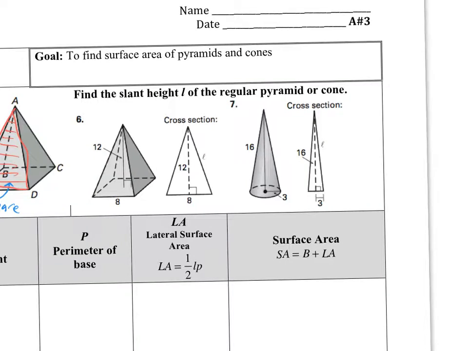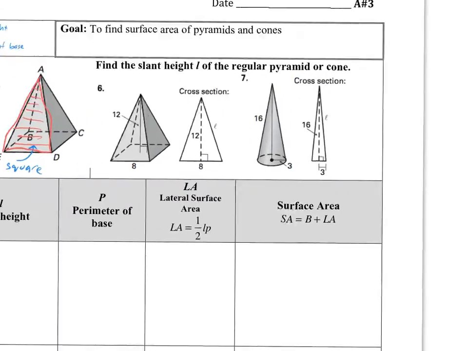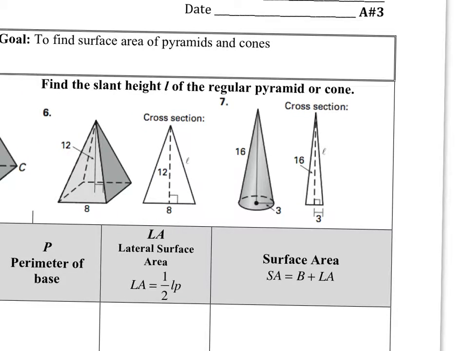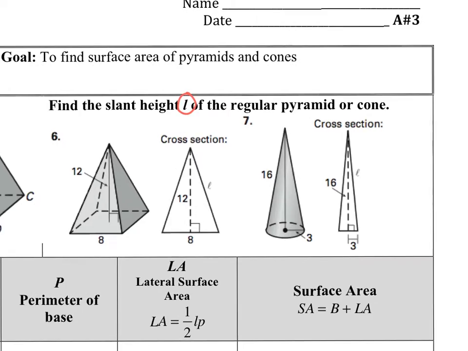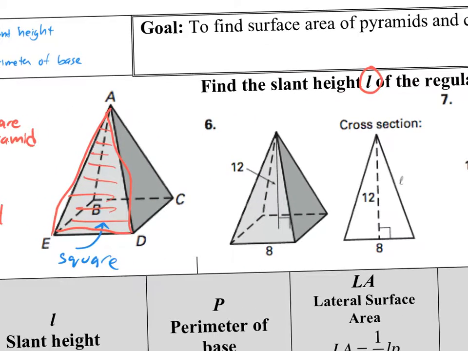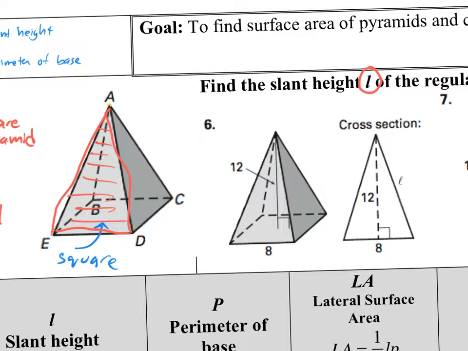A key component to being able to survive surface areas of pyramids and cones is that we need to know something called the slant height. I like to think of the slant height as if I'm standing on top of the pyramid and I roll a ball down and it goes all the way down to the middle down here. So the slant height is the height of a lateral face. Rolling the marble down here, it's got to be the midpoint also.